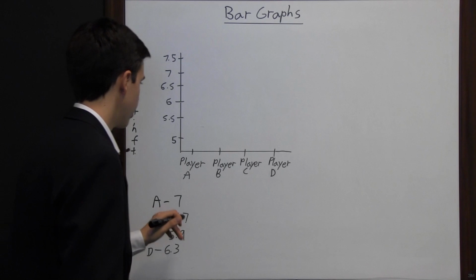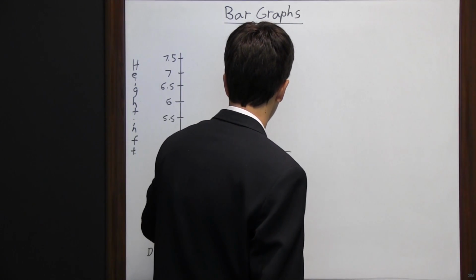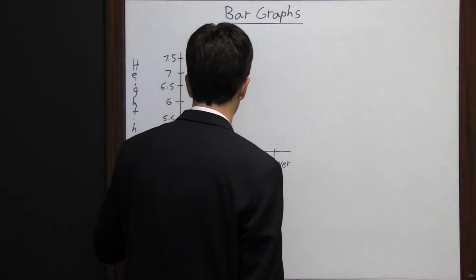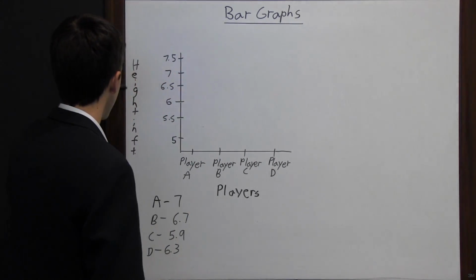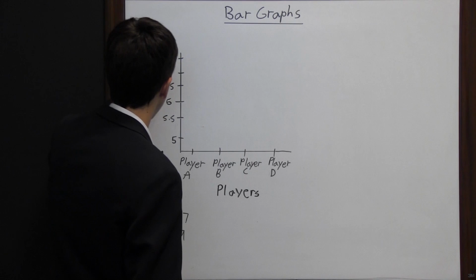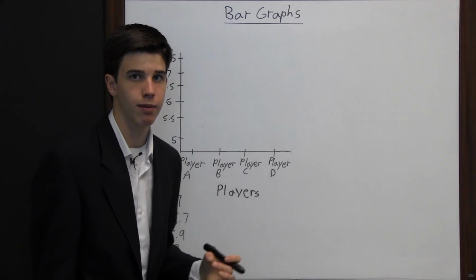Height in feet. Then over here we have players. Even though that's pretty obvious, we still need to label each axis. Right here, this is the name of the x-axis, the players, and then we get more specific when we get closer to the x-axis. The same thing here. Vertically, we have height in feet, and then over here we have specifically the different heights.